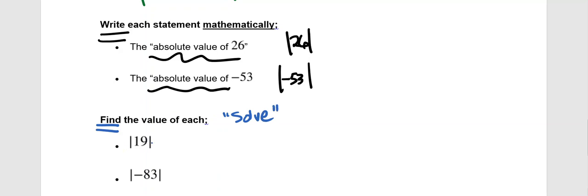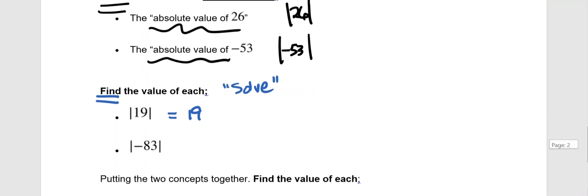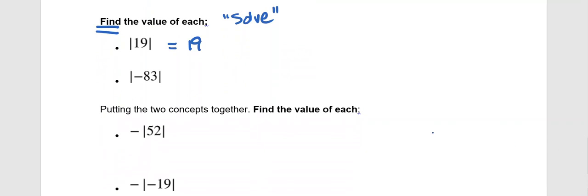Okay? So what is the absolute value of 19? How far away is 19 from 0? And that's simply 19. Likewise, how far is negative 83 from 0? What is the absolute value of negative 83? Well, that would also be 83. Notice these are both positive outcomes.